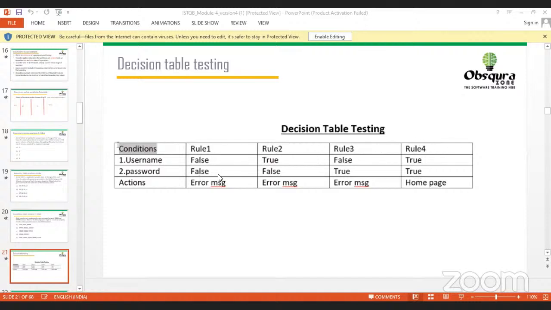So in rule 1, if the username you have entered is false and the password is false, both are wrong values, then it will show the error message. If username is correct and password is wrong, then it will again show an error message. When a username is wrong and password is true, then it will give again an error message. But both are true means it will return the home page. So this is how we use this type of decision table testing, when we have different combinations to test.